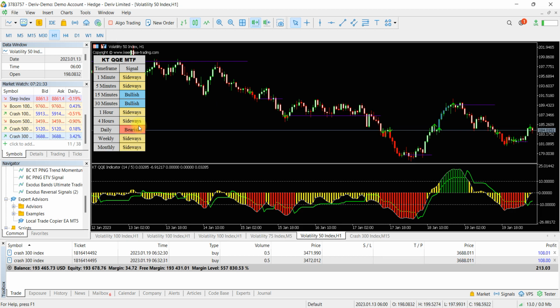For the sell to actually become a buy, you're going to have bearish, neutral, and bullish. So it's going to be sideways, bearish. After bearish, which it is currently, it is going to change to sideways. Then from sideways it's going to change to bullish. It's not going to change from bearish straight to bullish.